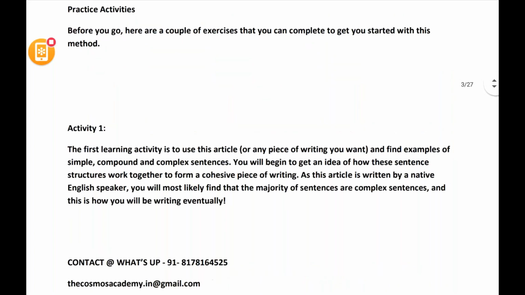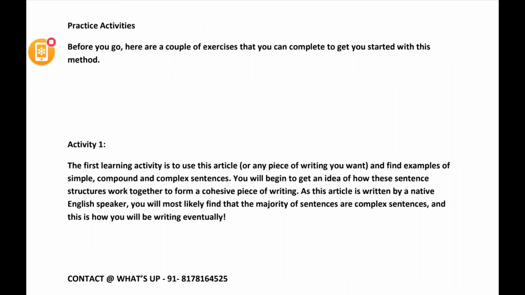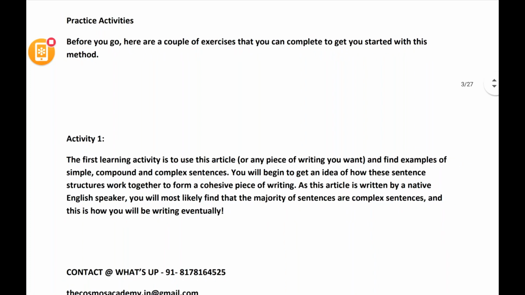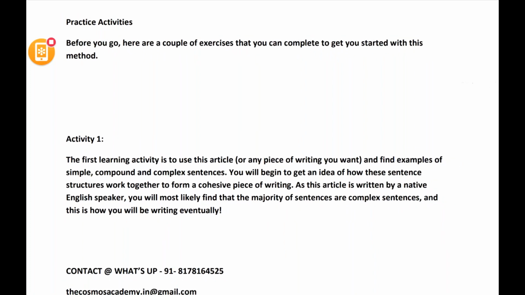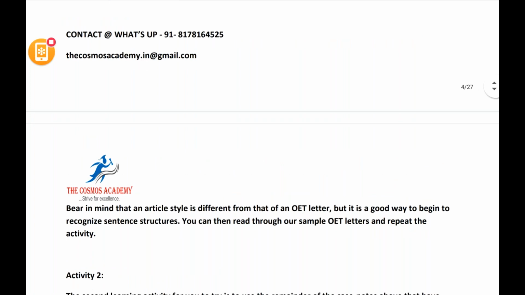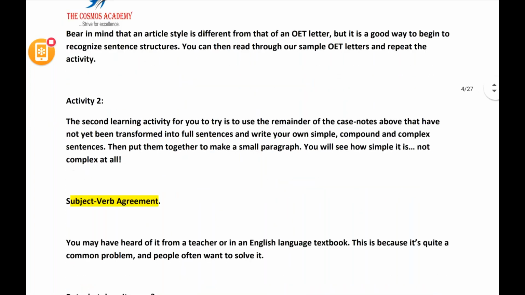So this is a small activity for you guys. What you have to do, you have to find examples of simple, compound, and complex sentences. Okay, and you have to put them together to form a cohesive piece of writing, the same as how I said to write precisely using all the 3 sentences. Okay, so you can practice this activity later on.